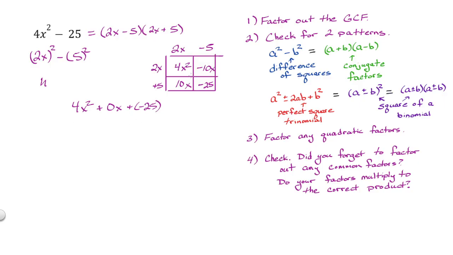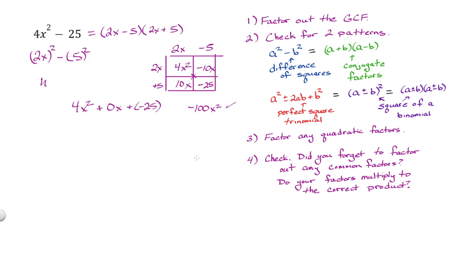So that works out. Go ahead and check my diagonal products here. 4x squared times negative 25 would be negative 100x squared. And 10x times negative 10x, multiplying this way, is indeed negative 100x squared. So it all looks good.